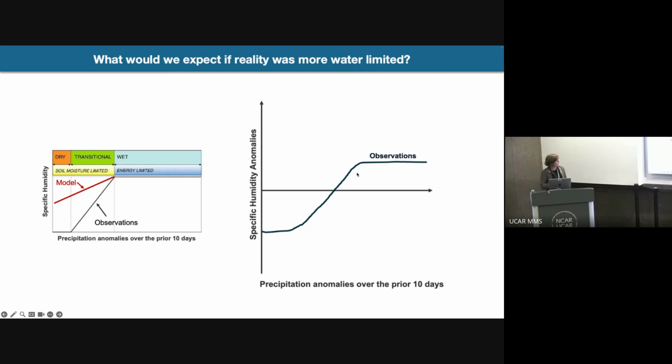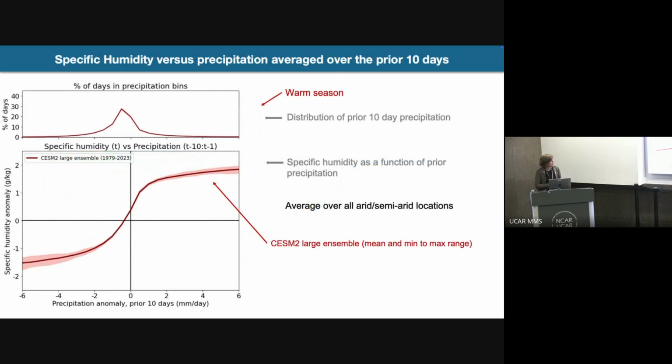Alternatively, if the slope of this curve was different, I think maybe we would expect that near surface humidity would be varying less with how dry it has been. So here's the curve that you get in the models for how near surface humidity varies as a function of how dry it's been. This is taking all the arid and semi-arid regions and then averaging them. The top panel is showing the probability distribution of that prior 10-day precipitation.